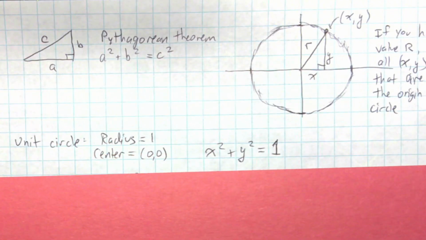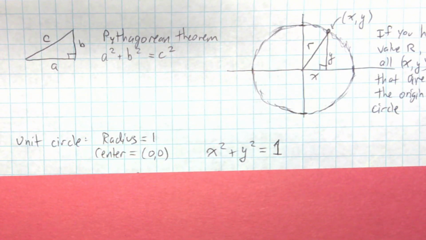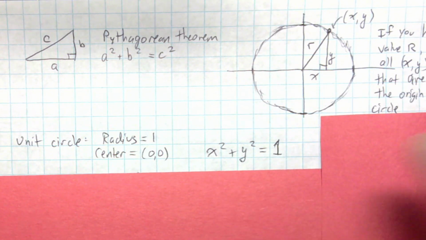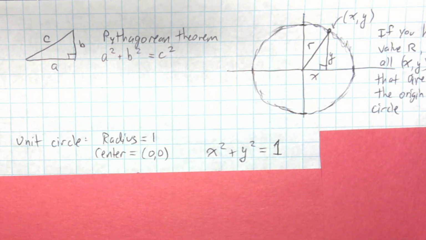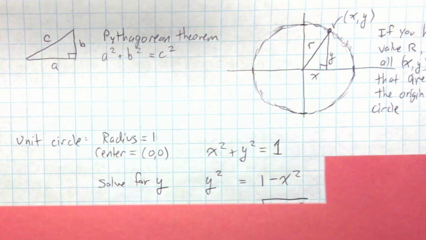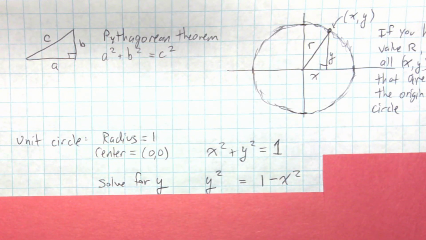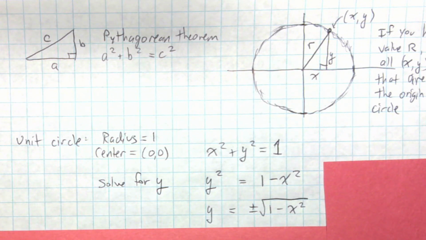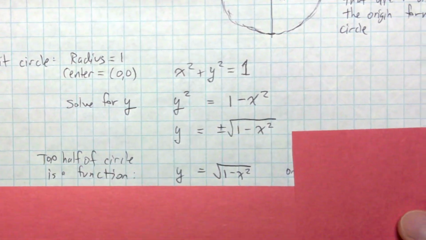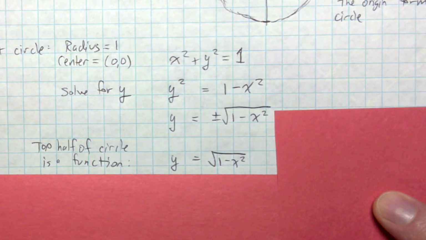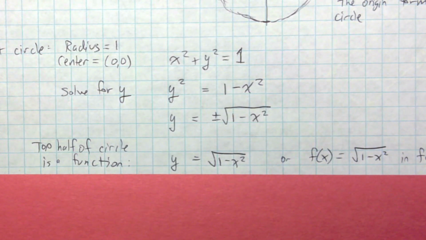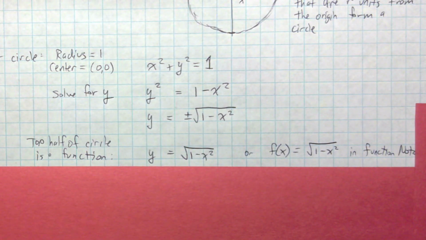Now if we take the radius equal to 1 and the center is 0, 0, we have x squared plus y squared equals 1. That is our equation for a unit circle centered at the origin. And so if we solve this for y, we get plus or minus the square root of 1 minus x squared. Now we're just going to take the top half of this to make it a function. Top half of this circle, and then in function form, that's f of x is the square root of 1 minus x squared.